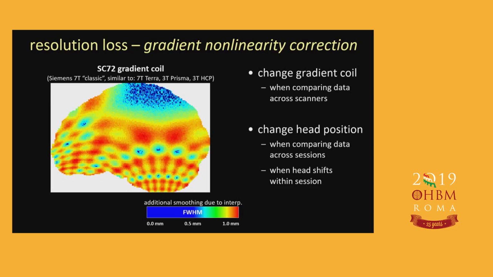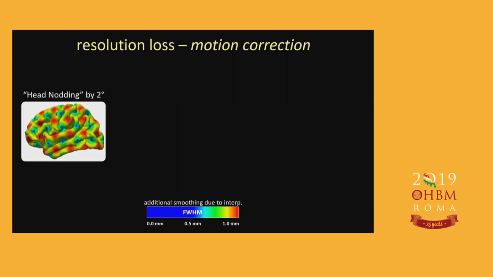So here's a map of the resolution loss with one particular head gradient coil, a body gradient coil. You can see that the pattern here is very different from the pattern I showed you in a previous slide, corresponding to the resolution losses that we see with B0 distortion correction. In this example, there's not much resolution loss at the top of the head near motor cortex or somatosensory cortex. We're seeing much more resolution loss around the center of the brain, around V1 and maybe the posterior cingulate. So any form of interpolation is going to cause resolution losses with different spatial patterns.